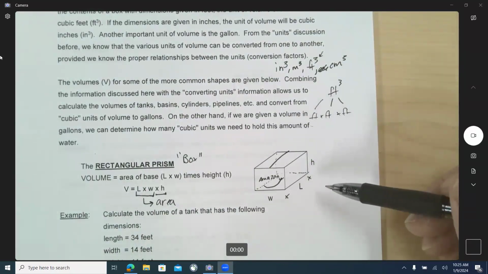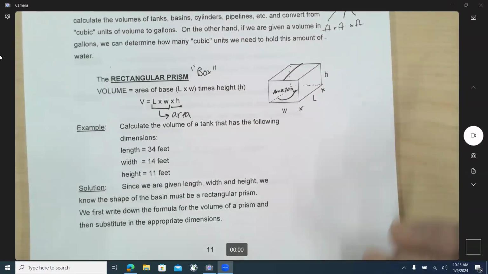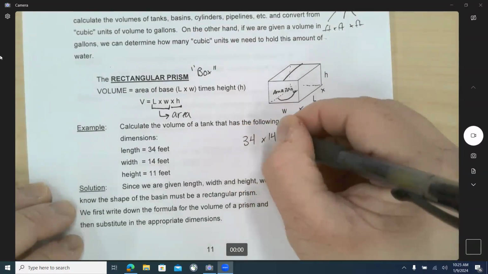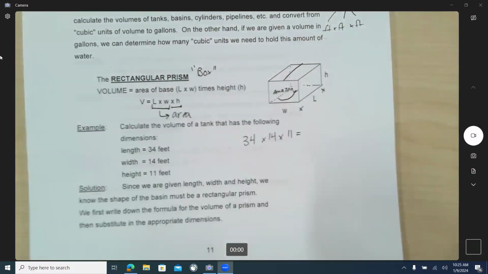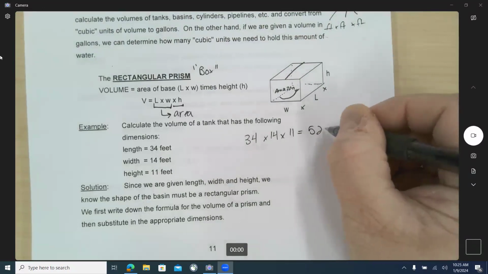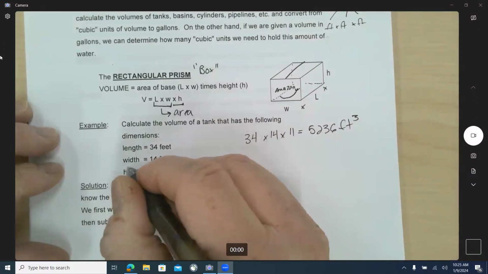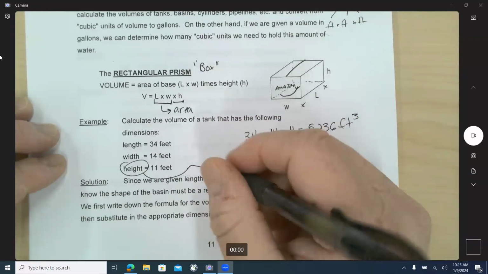So here we're saying determine the volume of it given the length of 34 feet, the width of 14 feet, and the height of 11. Okay, so when we do that, we're going to get 34 times 14 times 11, which gives me 5,236 cubic feet.